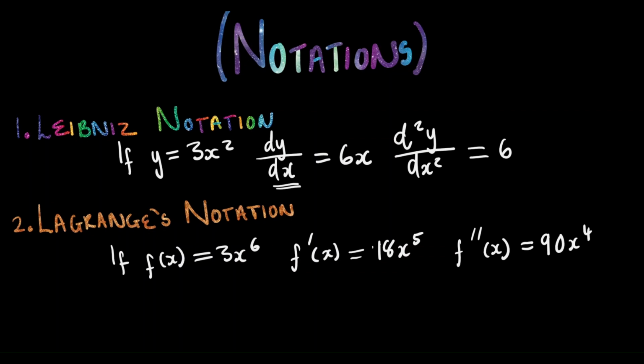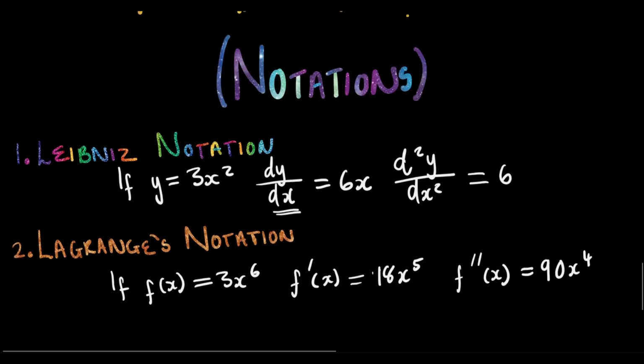And that is the two notations. We're going to be using them for first derivative and second derivative. So dy dx is the first derivative, d2y dx squared is the second derivative, f dash x is the first derivative, and f double dash x, or f dash dash x, is the second derivative. And that's it. Now we'll see more on the rules as we go on.